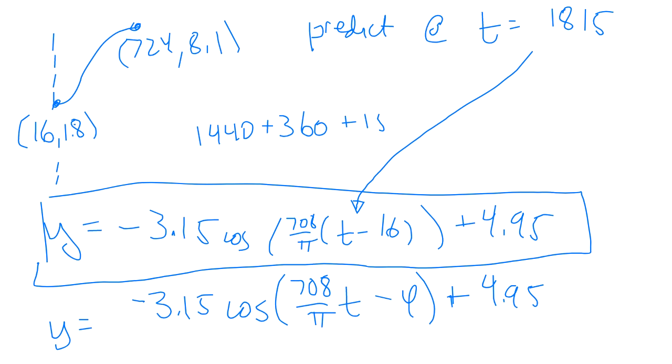So negative 3.15 times the cosine of, and make sure you're in radians mode, 708 divided by pi times the quantity 1,815 minus 16, and be judicious with your parentheses. You don't want to skimp out on them, plus 4.95 for a predicted tidal depth of 1.805. Okay, so there it is.